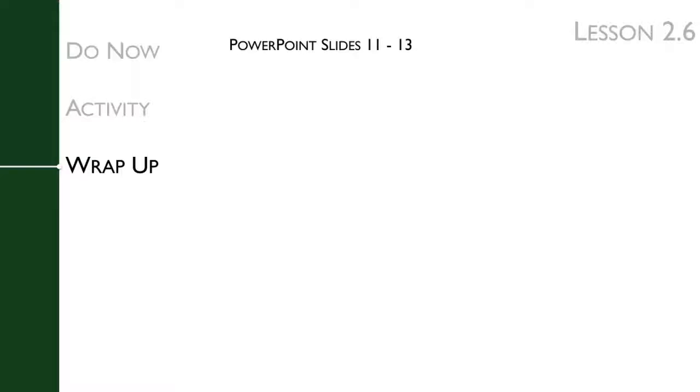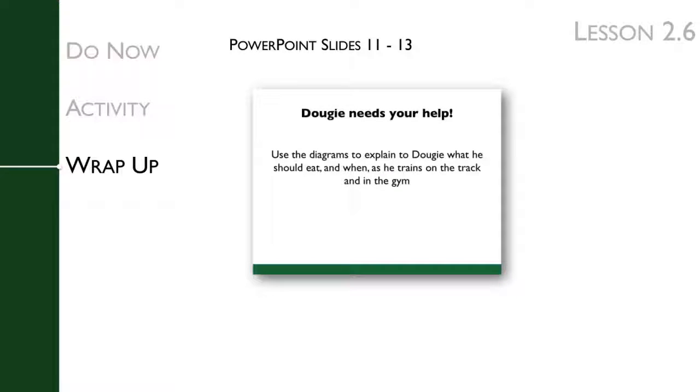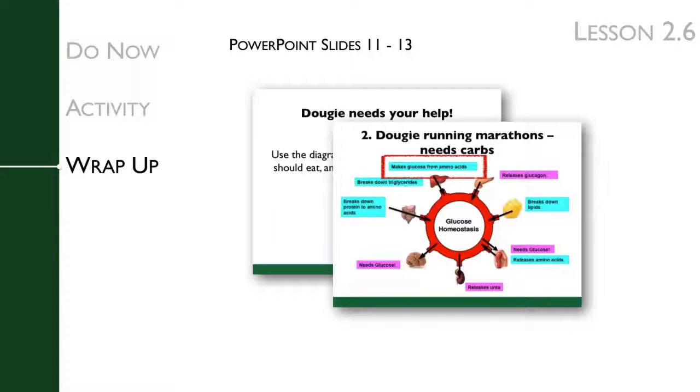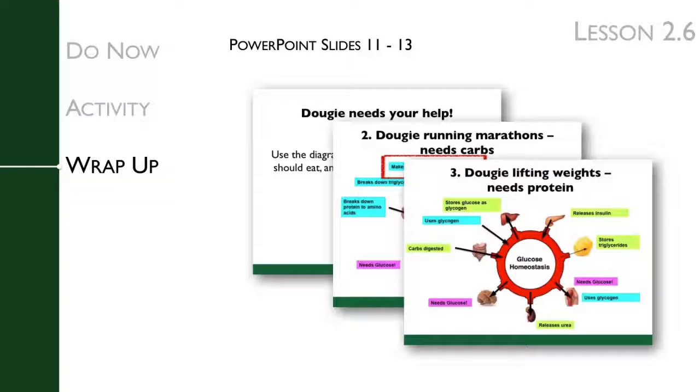The teacher manual also has the answer to the final question of the activity, what Dougie should eat for each exercise type. When Dougie is running marathons, he needs to eat more carbohydrates to give his muscles a quick source of energy. When Dougie is weightlifting, he needs to eat more protein to give his muscles the amino acids they need to repair.